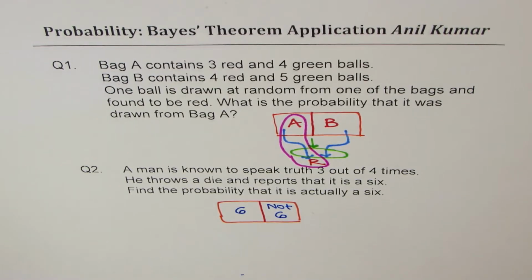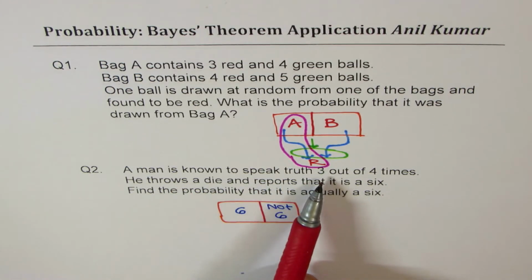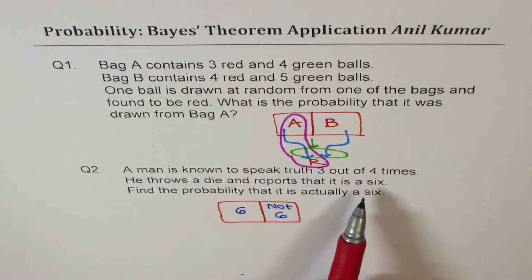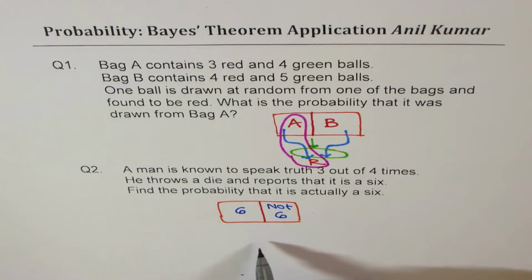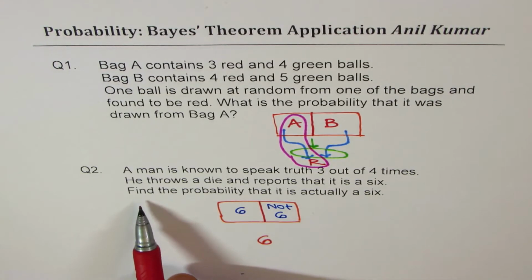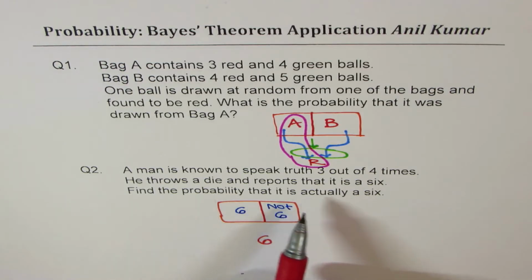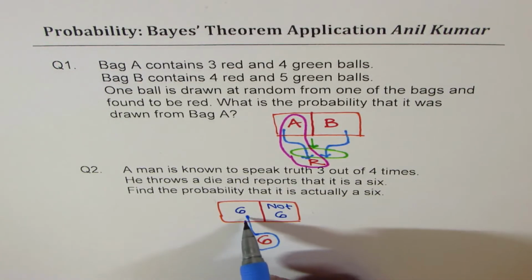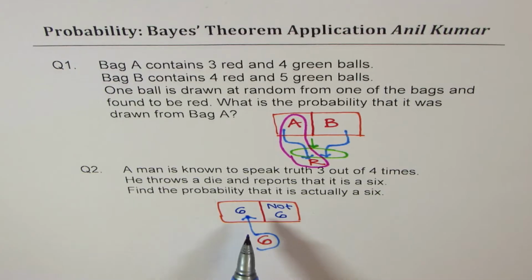Right? So these are the 2 events. Now whether you get 6 or you don't get 6, there's a person who speaks truth only 3 out of 4 times, and he says that it is a 6. Right, so the result is that we have a result as a 6. Now the question is, find the probability that it is actually a 6. That is, again, we are saying that this 6 actually came from here. So we are going back to the source from where this has come.